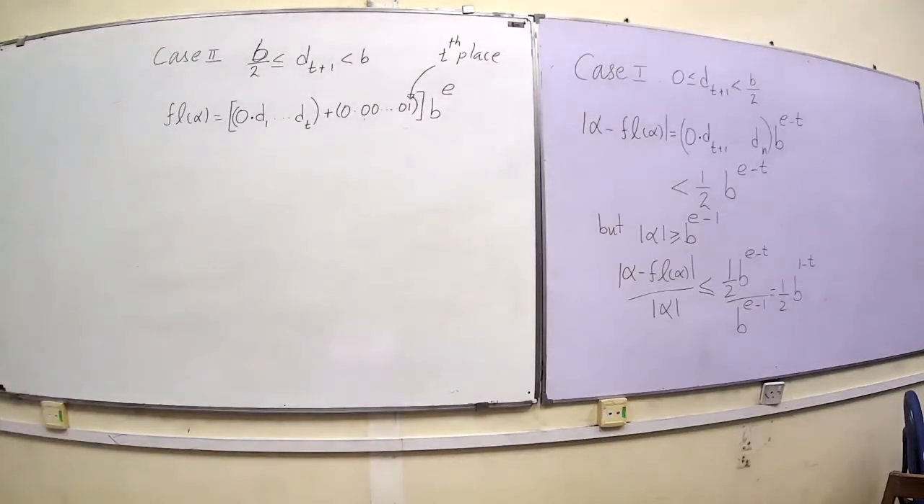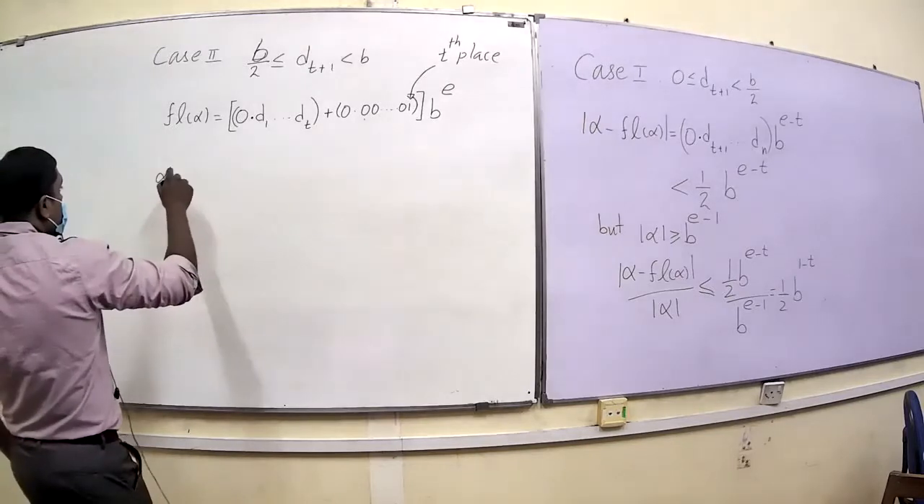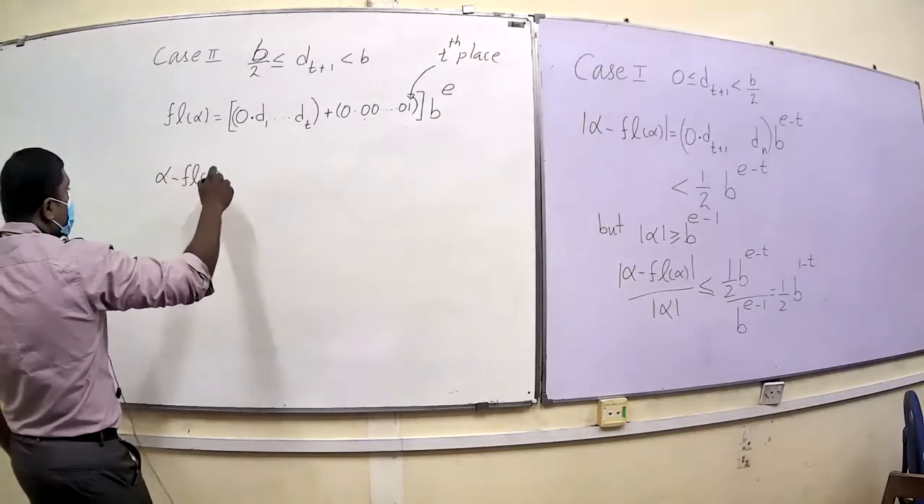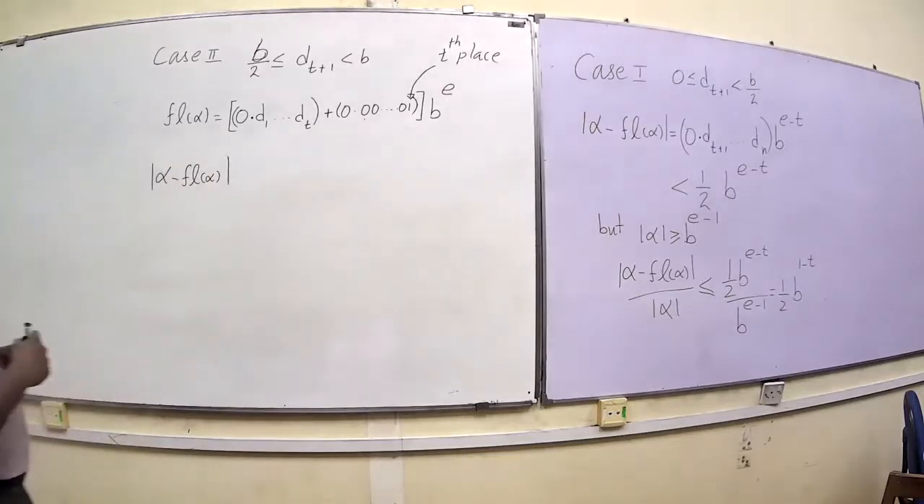Right, so you can write FL of alpha as, because with the last digit you add 1, right? So you can split it in two pieces and write it as this, right? So dt is 0.d1 up to dt plus 0.0001. Now if you take the absolute value of this, right? So what you have is this.